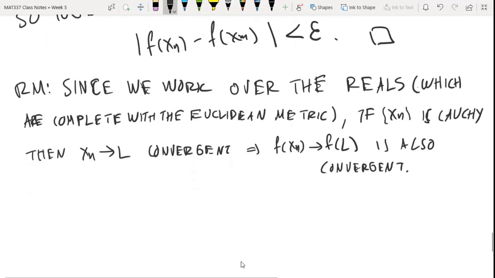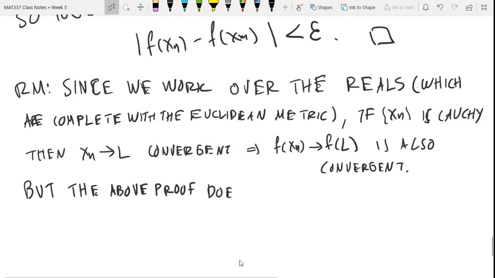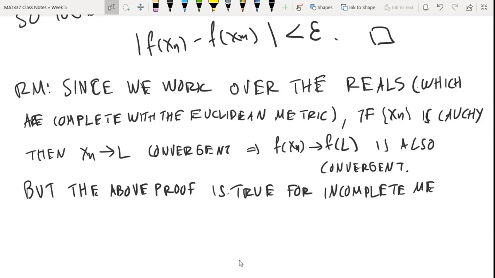But I guess the point I want to make is that the above proof doesn't require completeness. So the above proof is true for incomplete metric spaces. We will talk about this probably in August. I'm just making a remark, nothing more.